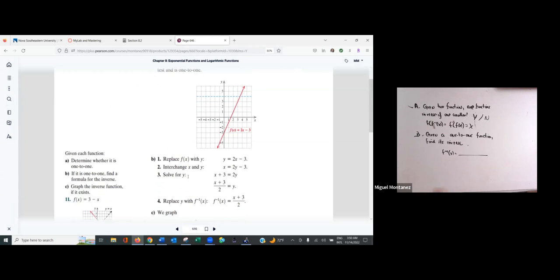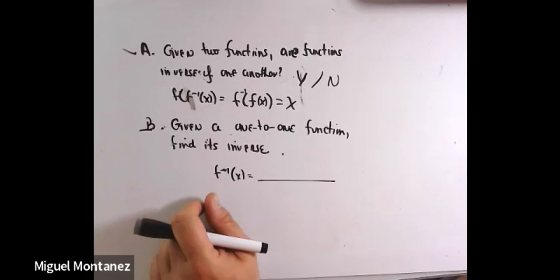So we need to replace f of x with y, interchange x and y, and then replace y with f inverse of x. So this will be the process, these 4 steps, and we'll go from there. So let's go ahead and do 2 examples of each. Let me stop sharing this.